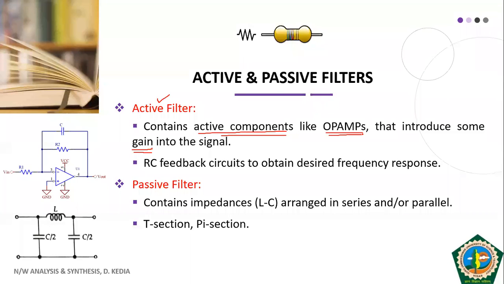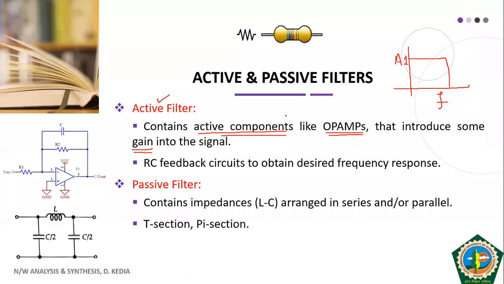All of you must have studied the operational amplifier in your analog electronics. So active filters are those filters which contain active components like the operational amplifier, which are able to introduce certain gains into the signal. Okay, so what is the meaning of gain? Let me tell you, when I draw the frequency response of the signal, here we have amplitude, and on the x-axis we have frequency. This straight line is at value 1. So what does it mean?